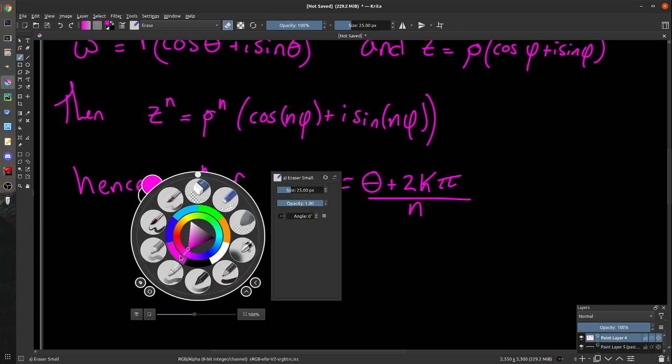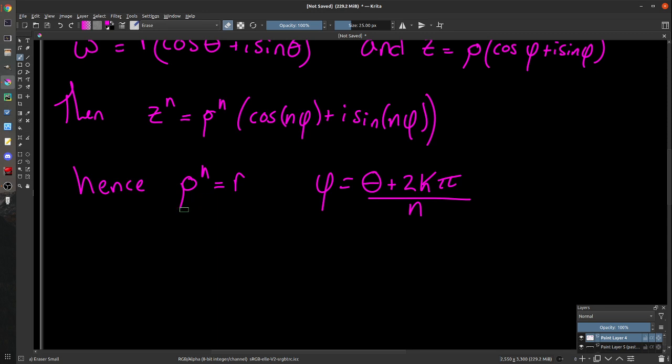Oh, hey, look at that. These guys are just real numbers, right? So this means that rho is going to be the nth root of r. Oh, and phi is just theta plus 2k pi over n, right?